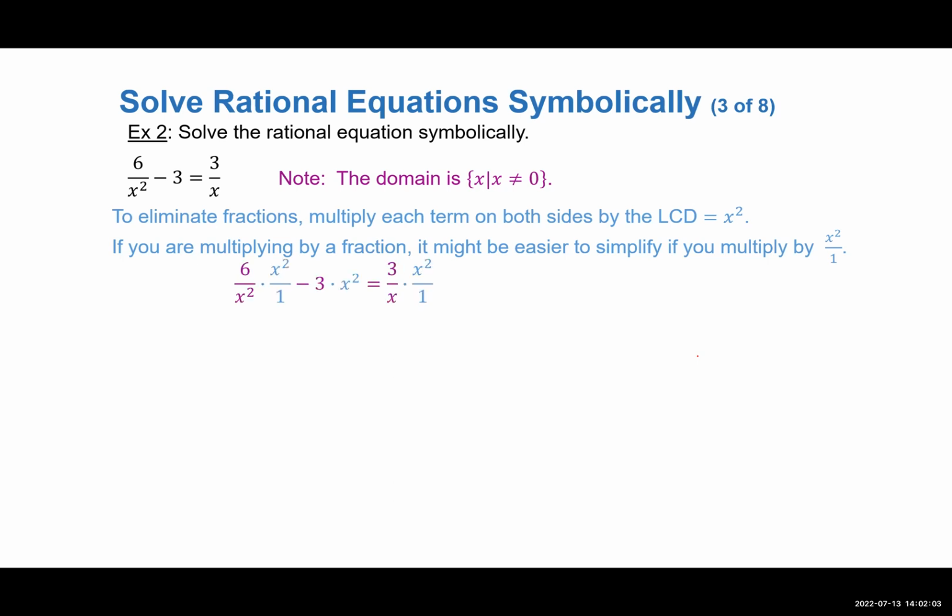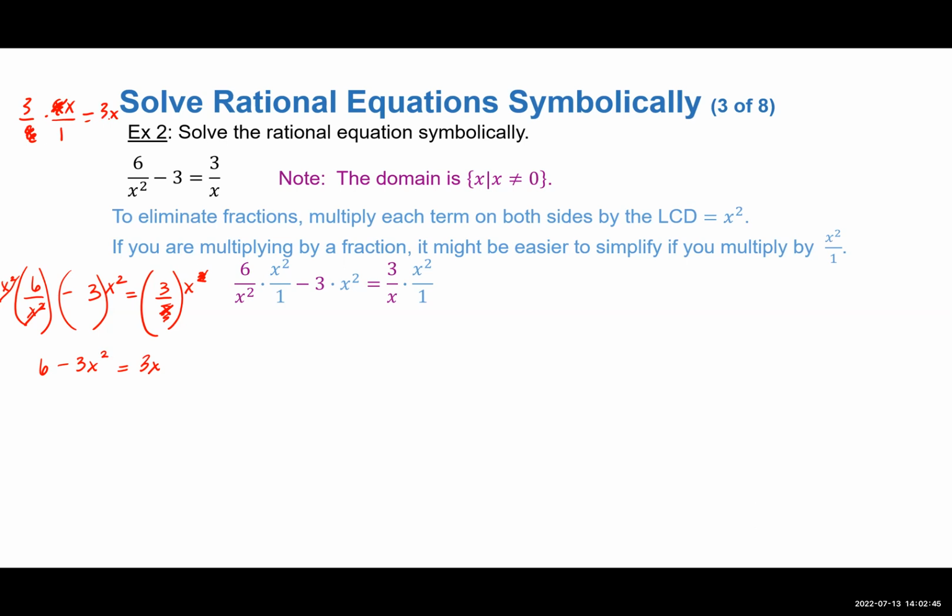When you do that, you basically have 6 over X squared minus 3 equals 3 over X. If I multiply everything by X squared, then these X squareds cancel, and we're left with 6 here. This becomes 3X squared. And then one of the X's will cancel, so we'll be left with 3X over here. Okay. If you need to see this in expanded form, then this would have been 3 over X times XX, and you cancel one of them, and that's how you're left with 3X.